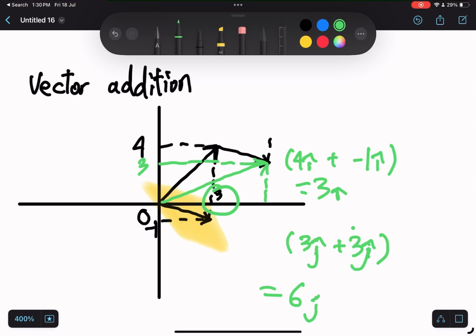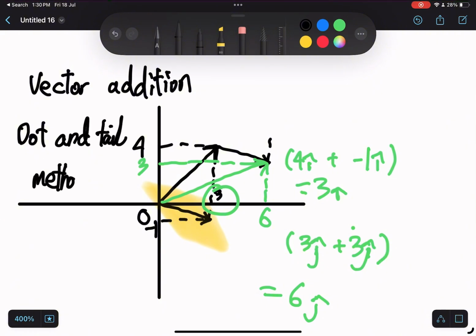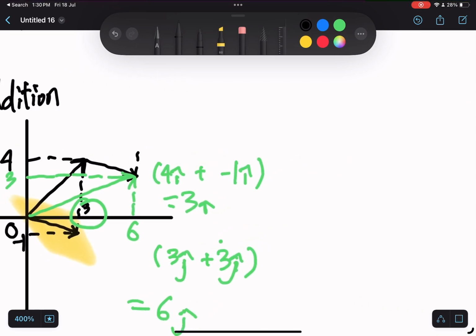Oh, small problem there, a small mix up on the units: i hat was meant to be j hat while j hat was meant to be i hat. But now we have defined our first ever vector addition, which is great progress, as now we can start doing simple things. This is known as the dot and tail method, which is one of two methods.